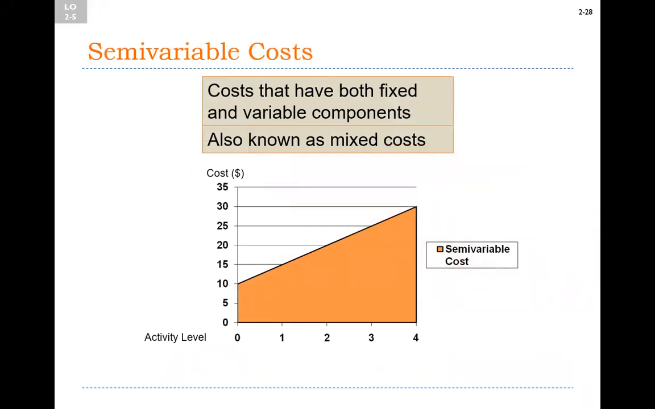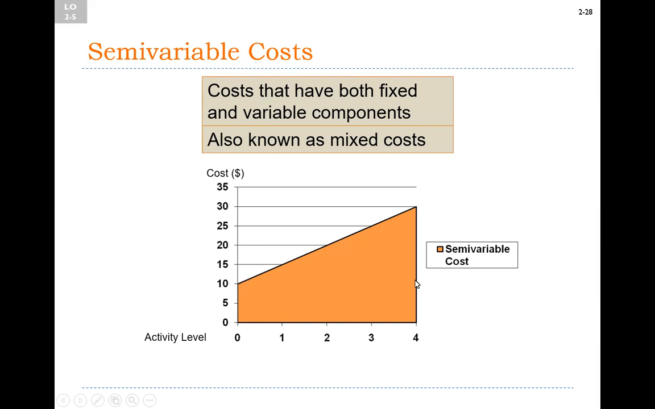A semi-variable cost, I like to call it a mixed cost, is a cost that has both a fixed component and a variable component. So notice that for this line, this is my total cost line here. So we're assuming that dollars are on this axis, and then I have my activity level on the x-axis. So at the point where I have no activity, I still have this $10,000 cost, assuming this is in thousands.